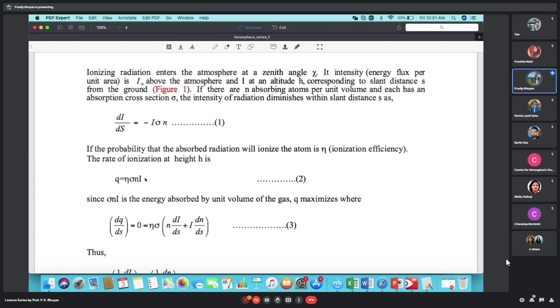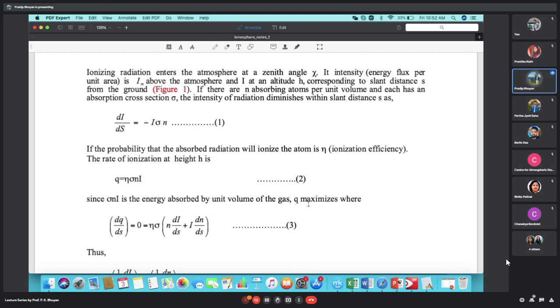Unit volume means, say, 1 centimeter cube. If you talk in terms of meters, then 1 meter cube. So in 1 centimeter cube of gas, whatever amount is available, the energy absorbed by that volume, those atoms, is sigma n I.